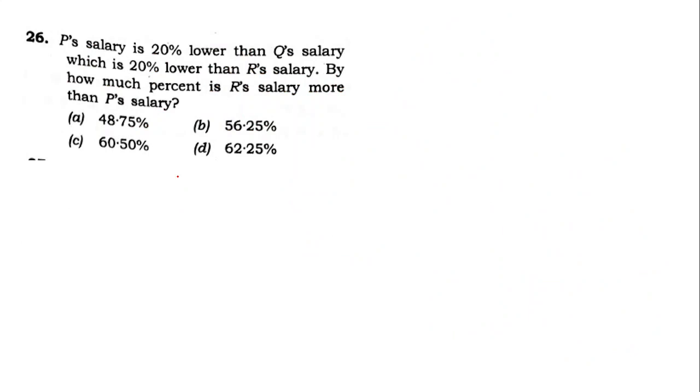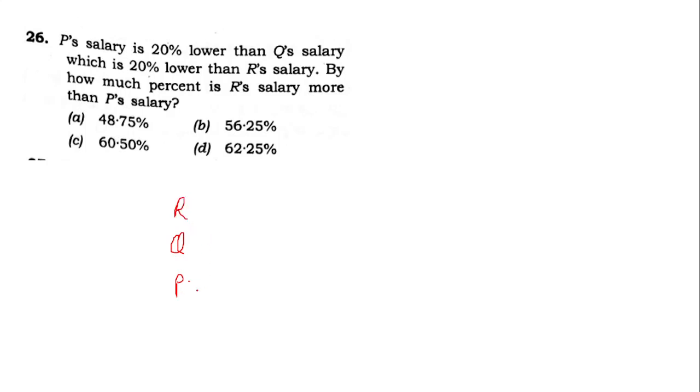Let's go to the next question. P's salary is 20% lower than Q's salary, which is 20% lower than R's salary. By how much percent is R's salary more than P's salary? So what we can do here, we have P, Q and R. Which is the highest one? P is lower than Q, so Q will come here, P will come. Q is lower than R, so R will come here.